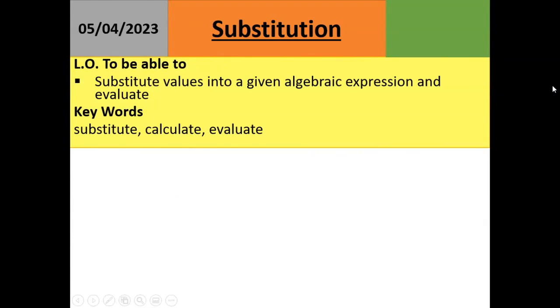Okay, so today we're going to learn the next unit, which we call Algebra 2. And the first thing we learn about is called evaluation of expressions, but in other words, it's just substitution. So we're going to figure out how to substitute values into a given algebraic expression and evaluate. So keywords are substitute, calculate, and evaluate.